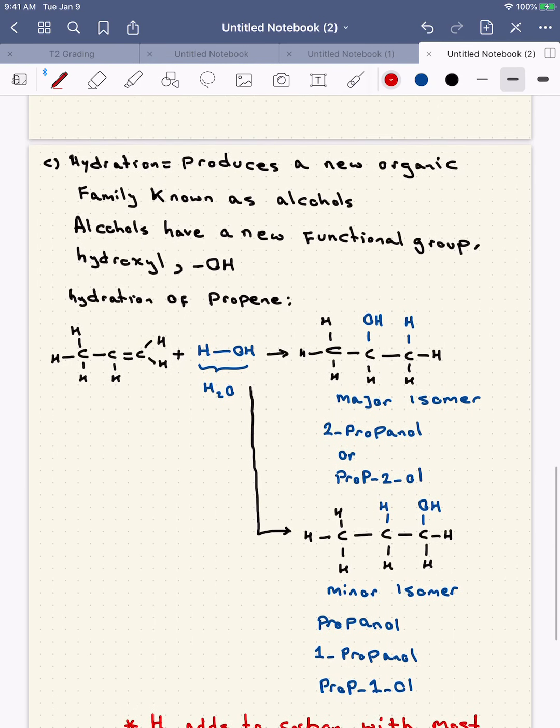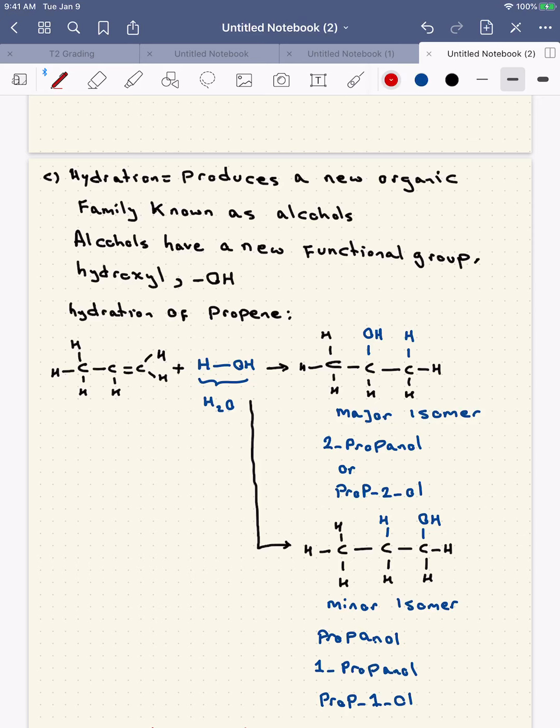Example of hydration. Hydration produces a new organic family known as alcohols. Alcohols always have OH, or hydroxyl, as their characteristic, and it's called a functional group. I go after propene one more time, it opens up. Now you're ready to add H and OH. But 2 possible products come to life. One is you can add the H to the carbon at the very end, which I did, and the OH will be added to the other carbon. If you do that, it becomes 2-propanol or propan-2-ol.